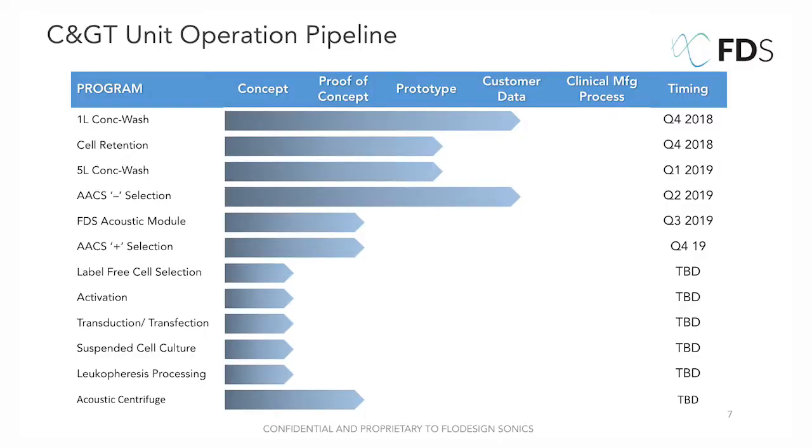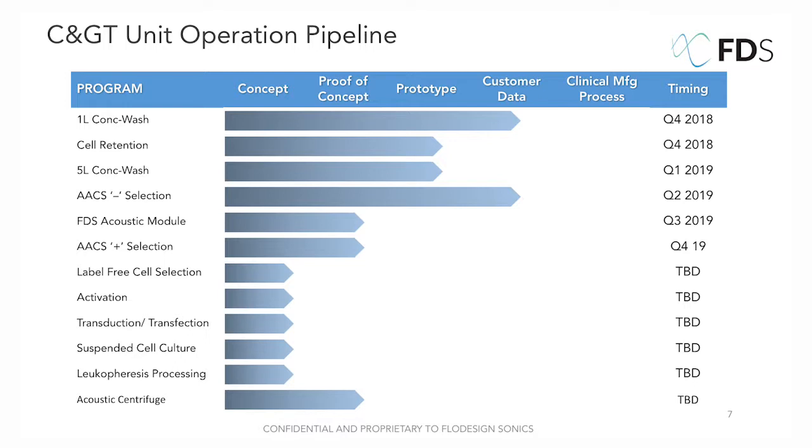So if I look at our pipeline of applications that we're working on at the moment, we have a 1 litre concentrate wash, both at a low and high density, which is generating customer data at the moment. We're going to be launching that product in Q4 this year or Q1 next year. We have the cell retention, which is on the same time frame. We can scale that 1 litre process to 5 litres. So that's probably a little bit behind the other ones, but coming out in Q1 next year at the expanded scale for the concentrate wash. The affinity selection, that's going to be launched around the middle of next year.